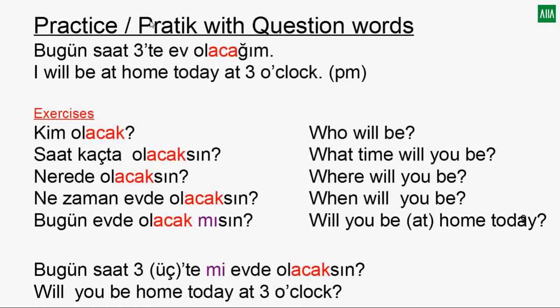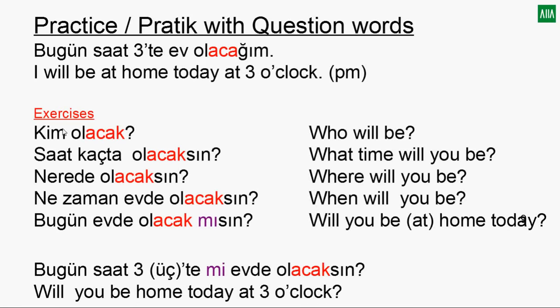Alright, let's practice now with question words, guys. I give you one simple example here. I will be at home today at 3 o'clock, which means PM, afternoon. Bugün, that means today, saat 3'te, at 3 o'clock. I put here de, which means at. It must be D and E, guys, in Turkish. De olacağım. Okay, so bugün saat 3'te evde olacağım. I forgot the DE here.